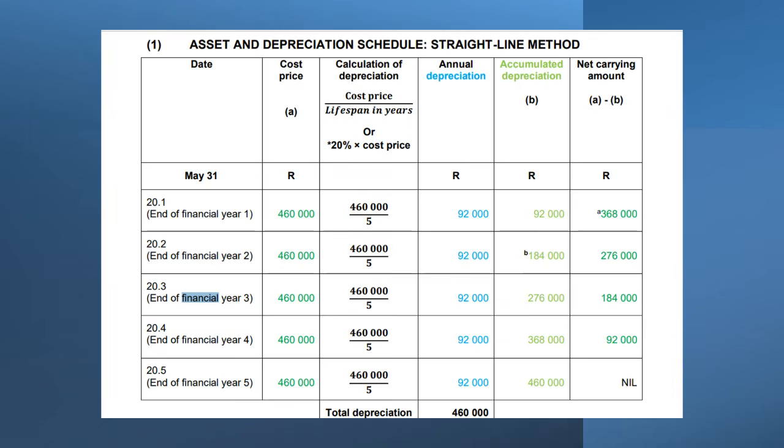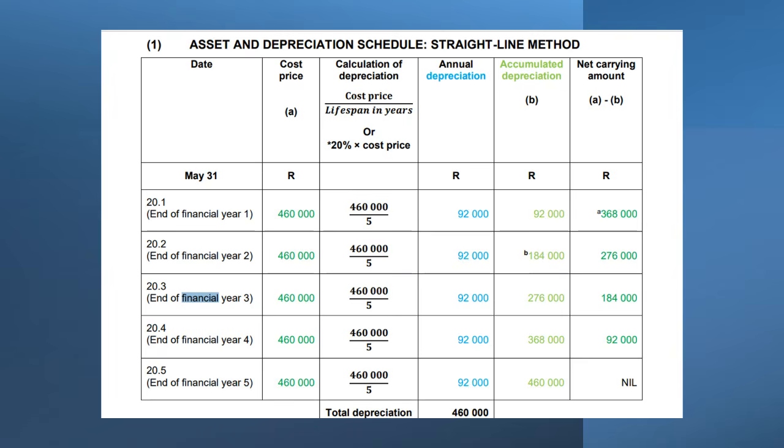Again, you will have written the same journal. You will have debited the depreciation expense and credited your accumulated depreciation by 92,000. So if you add 92 plus 92, you get 184. What is also interesting here in year two, let's look at our net carrying amount. How do we calculate the carrying amount? You say cost price less the accumulated depreciation. So you go to year two, our cost price still remains the same at 460,000. You subtract your accumulated depreciation at the end of year two, which is how much? 184,000. Then your net carrying amount is 276,000.